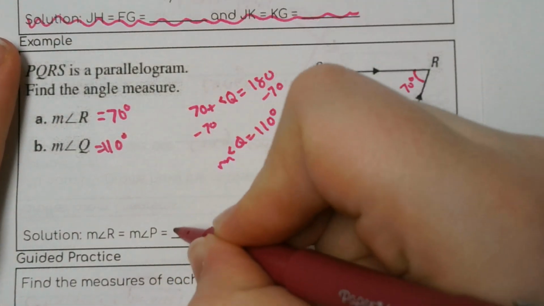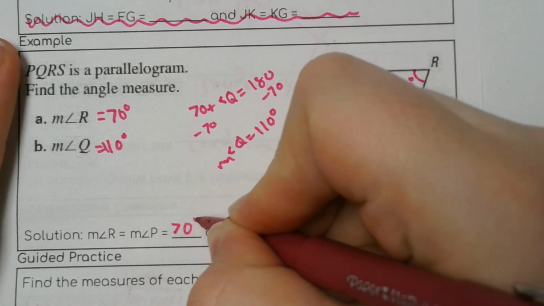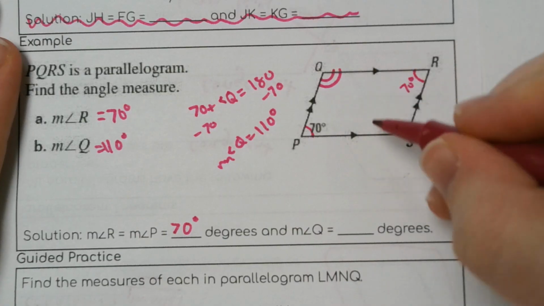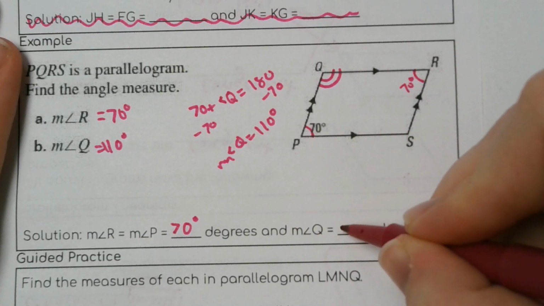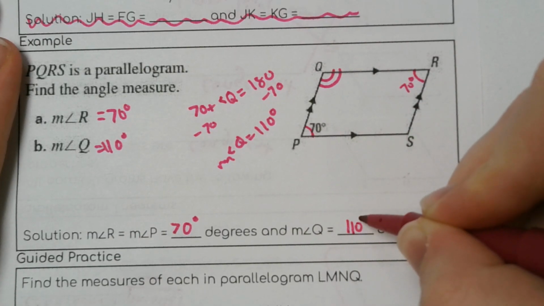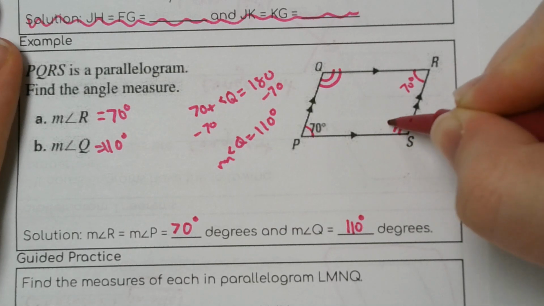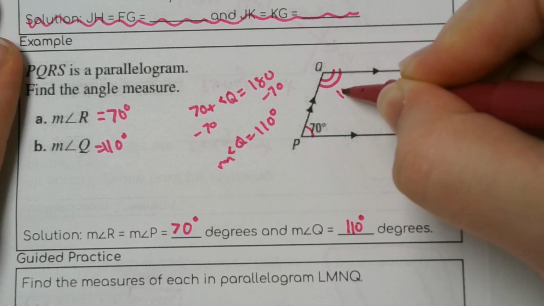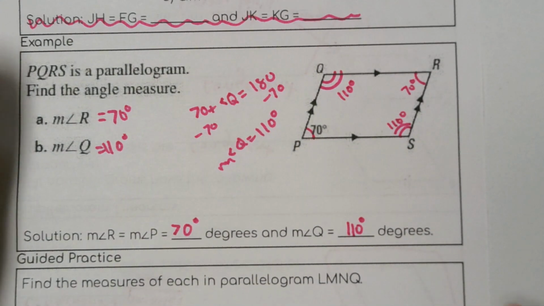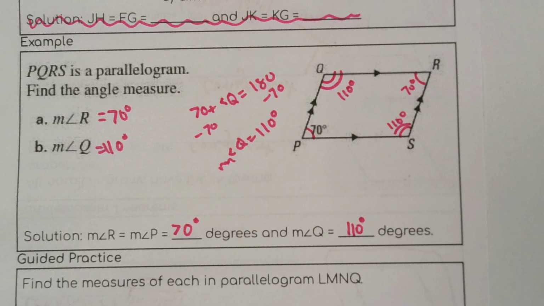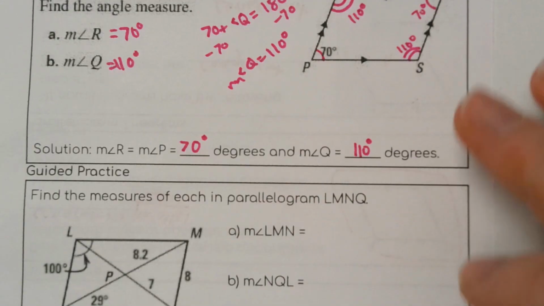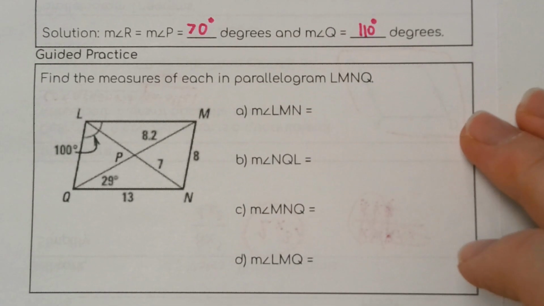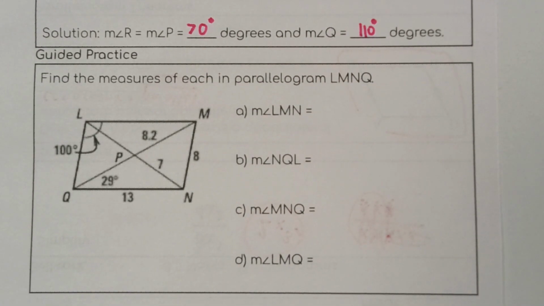So, angle R and angle P are both 70 degrees. Angle Q and angle S would also be 110. Okay. You guys are going to try on the guided practice, find them as best as possible, and then we'll go over them in a minute.